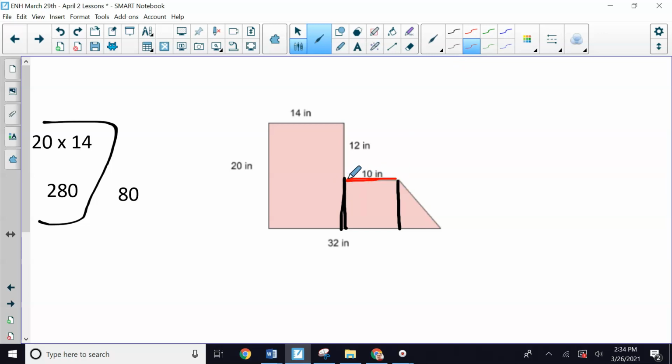Now don't guess on these. I know some students want to guess and say, well, that looks like 10, so it must be 10. Never go by what it looks like. Find that number right there.